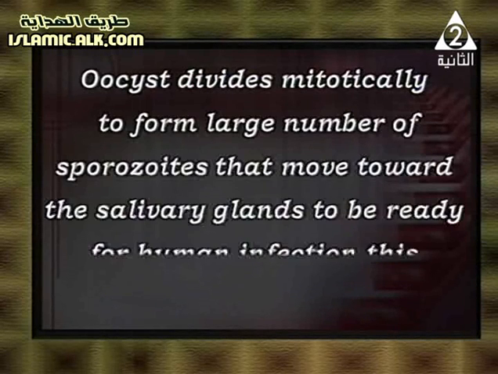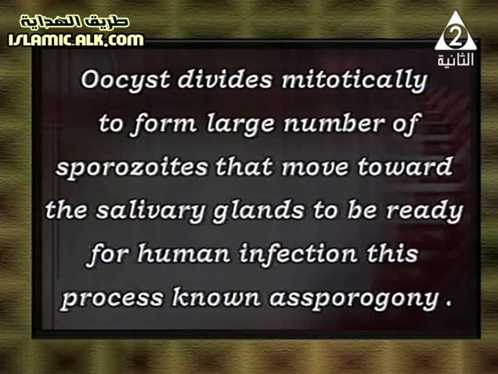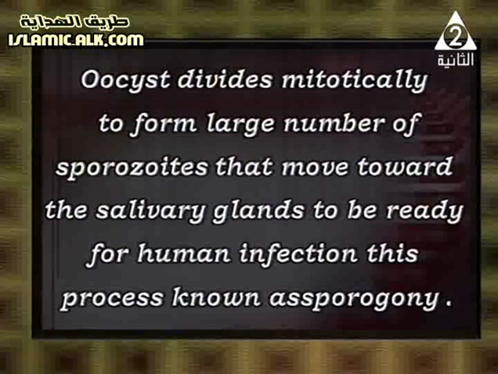The oocysts divide mitotically after sexual fertilization. After that, it is followed by mitotic division, normally like any sexual reproduction, to form a large number of sporozoites. The cycle continues, and they move toward the salivary gland, to be ready for human infection and so on. And this process we call sporogony, the multiplication or repetition of the infection by the malaria parasite.